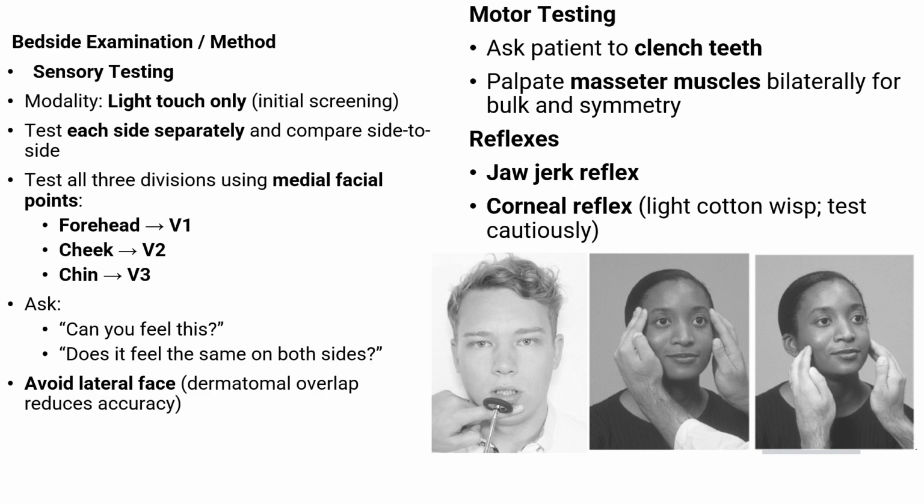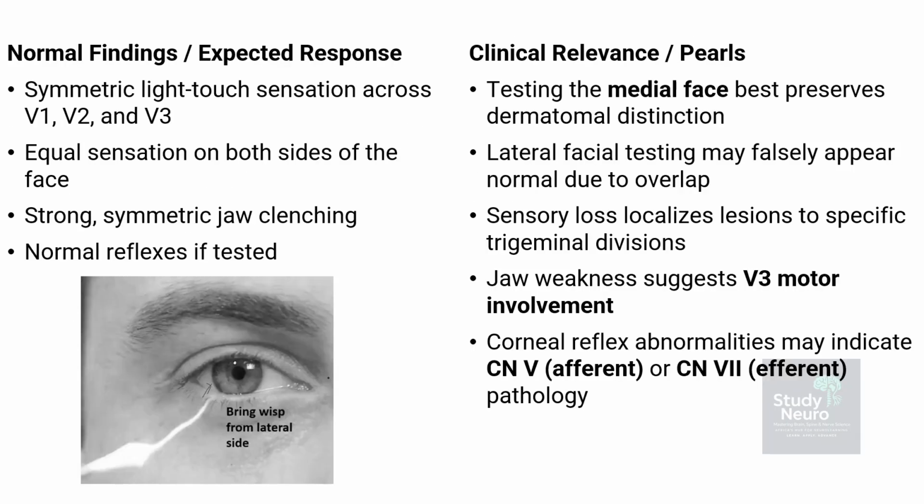The jaw jerk may point toward an upper motor neuron problem, while the corneal reflex, tested gently with a cotton wisp, assesses the trigeminal nerve as the sensory input and the facial nerve as the motor output. In a normal exam, facial sensation should be equal on both sides across all three divisions. Jaw clenching should be strong and symmetric, and any reflexes tested should be appropriate.